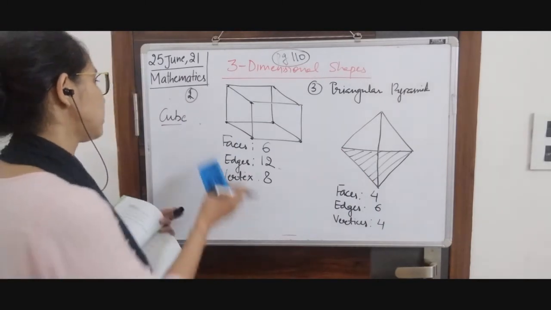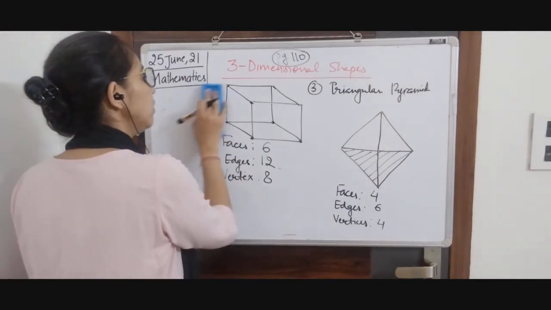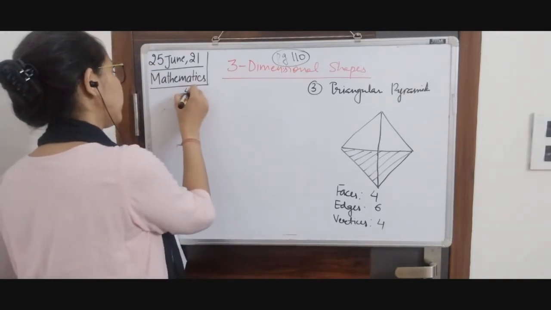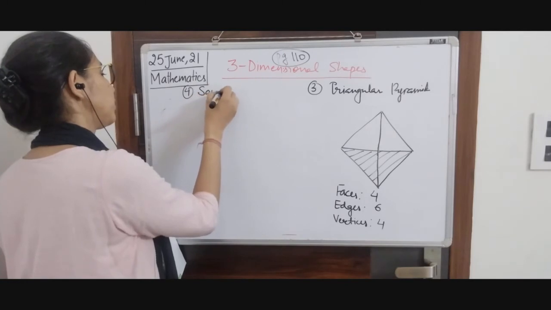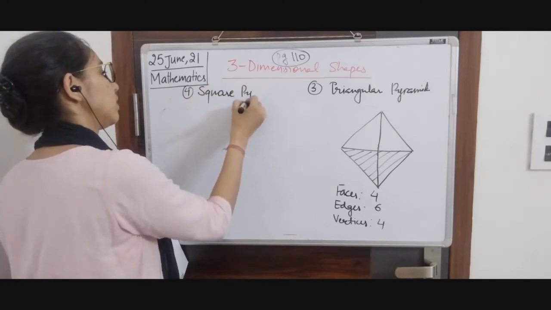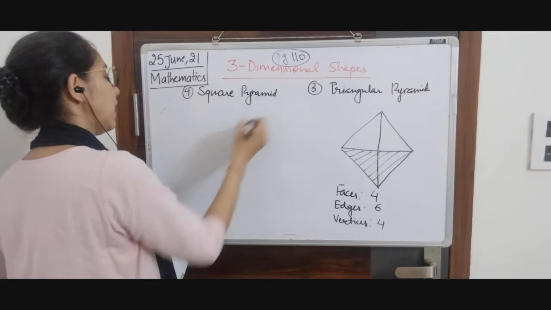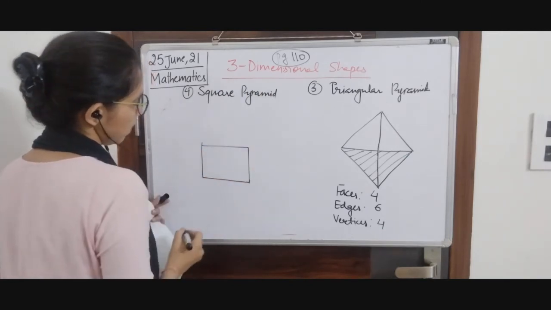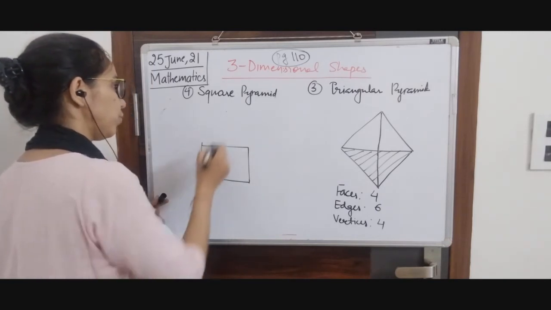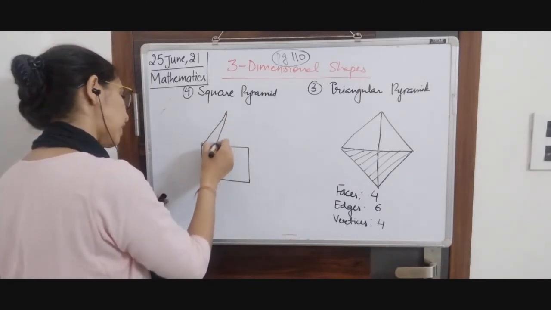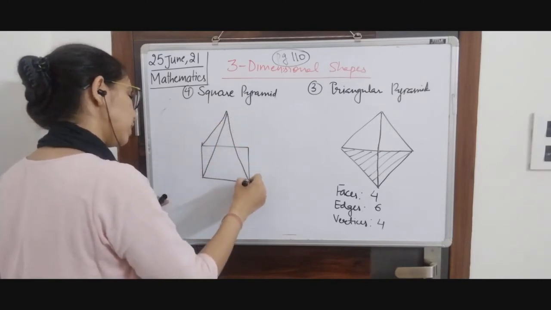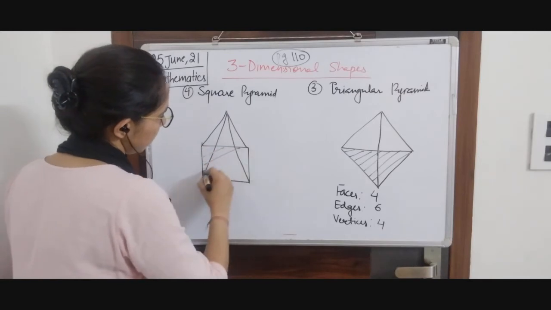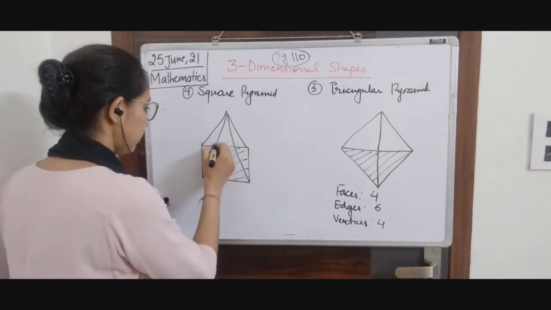Square pyramid means we will have a square as the base. Fourth one is a square pyramid. It has a square as the base. I am going to draw a square. Then I am going to draw one point and join all of this, and then I am going to get a pyramid which is a square pyramid, and this one is its base.